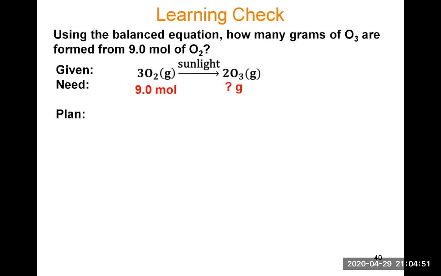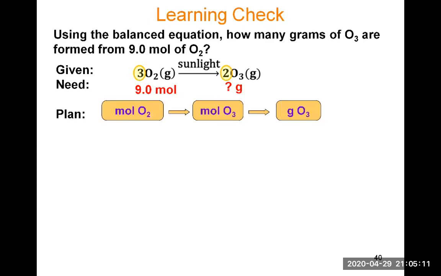So we will not use the full roadmap that is shown in the reference information because we already have moles to start with. The plan here will show that starting from moles of oxygen, you will have to change them to moles of O3. And then the moles of O3 can be changed into grams of O3 using the molar mass of O3.